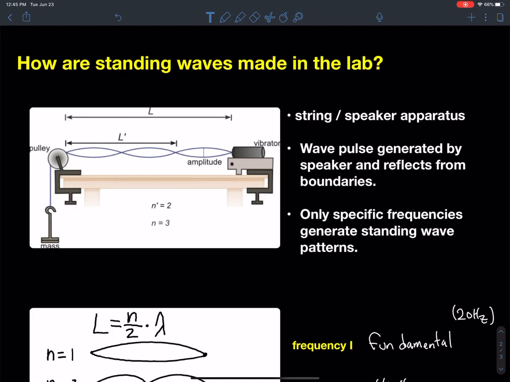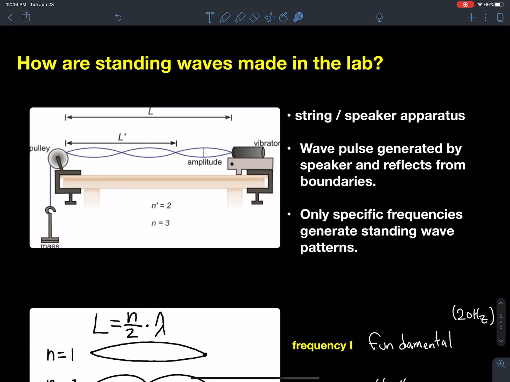So in the last video, we finished by talking about standing waves that we were going to make in the lab on a string using this apparatus over here. And in this video, we're going to focus on the calculations. What defines the frequency at which that vibrator has to vibrate in order to generate that pattern in the string?